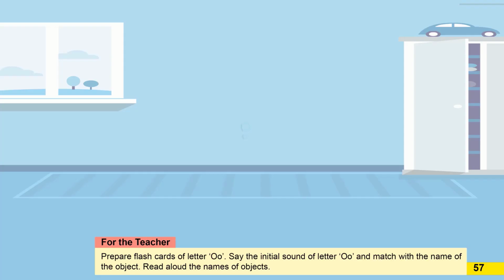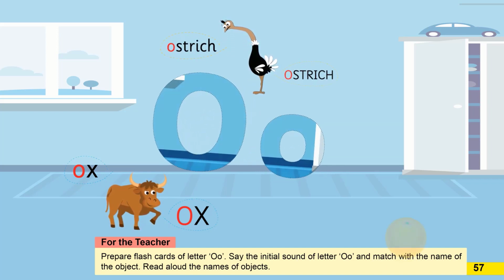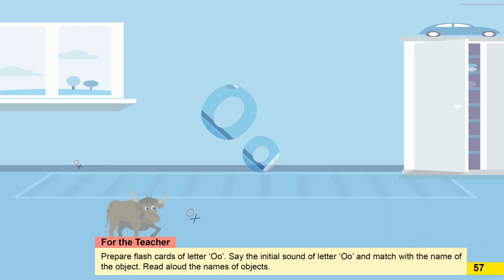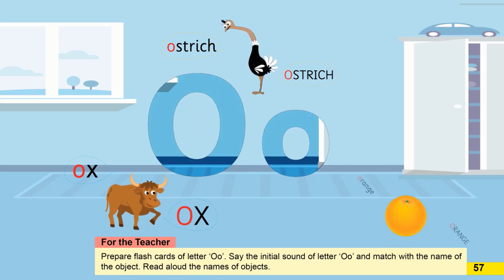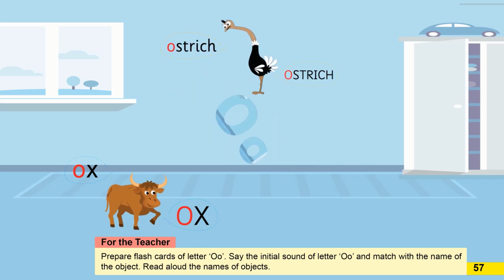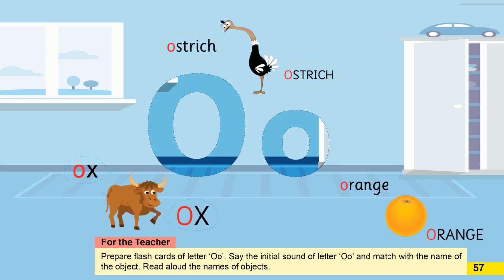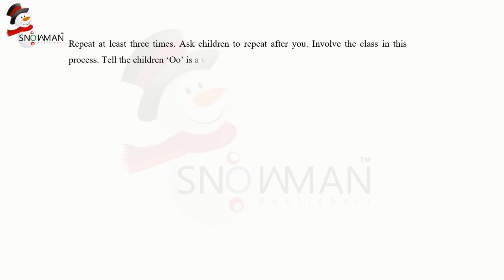O, orange. O, ox. O, ostrich. O, octopus. O, orange. Repeat at least 3 times. Ask the children to repeat after you. Involve the class in this process. Tell the children O is a vowel.